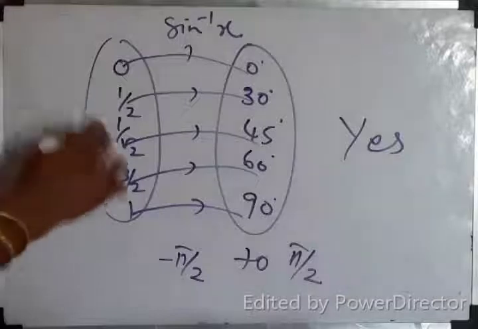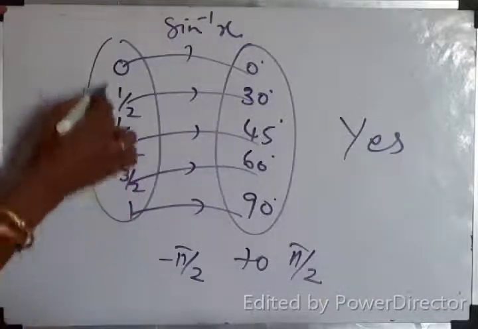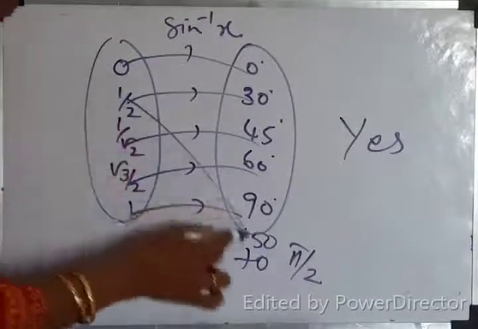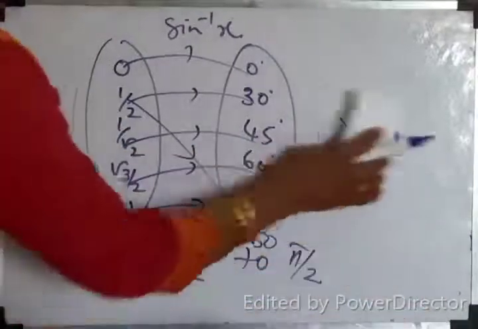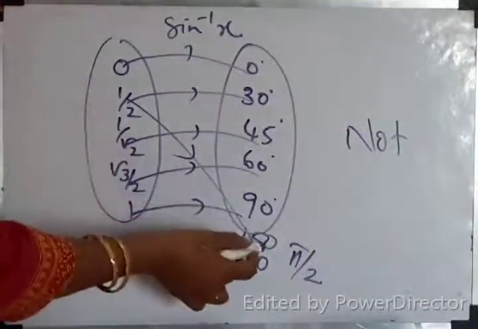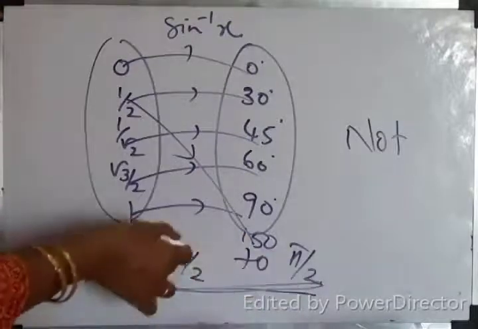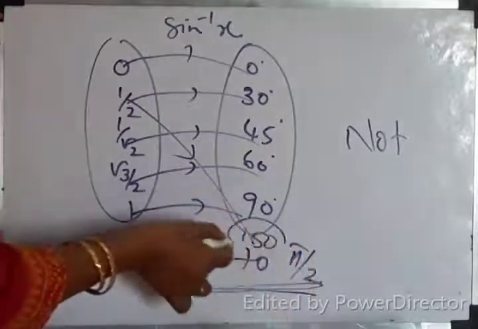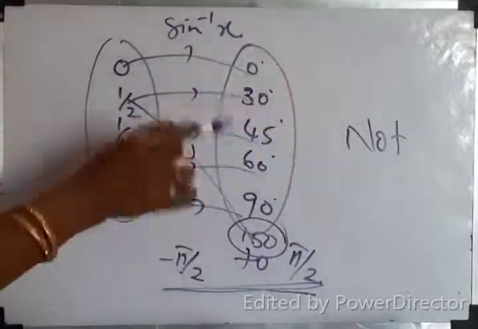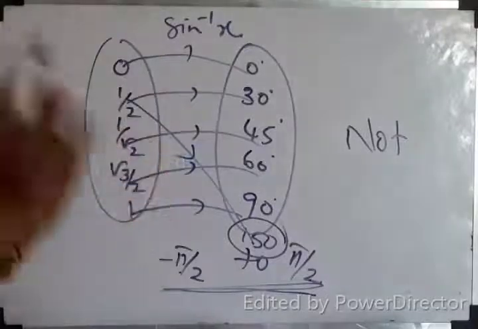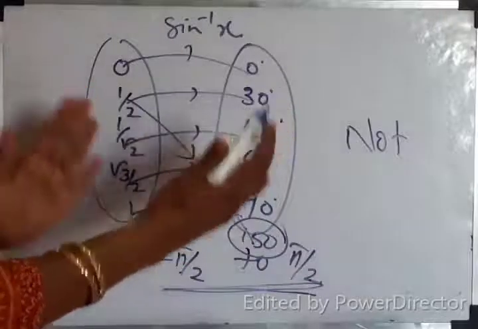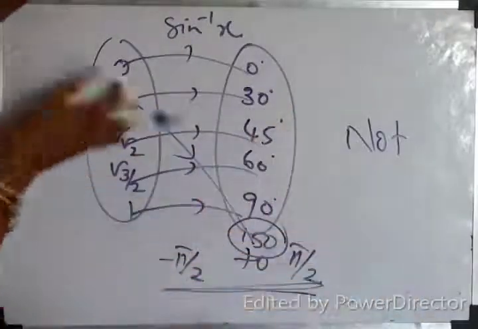Do you understand? If I write 150 degree again here, what is that? Half will become 150 degree. It is not a function, isn't it? Then it is not a function. That means I should not go beyond the limit minus 90 to 90. I should not go to 150. If I go more than 90, it is not a function. It means inverse trigonometry is not a function. So I should stay within certain limits. For those limits alone I will write.